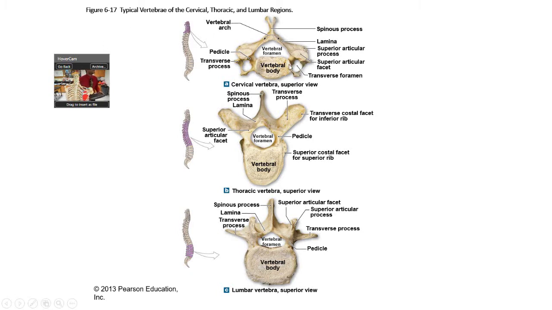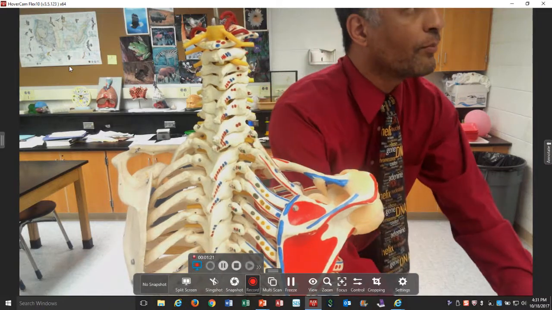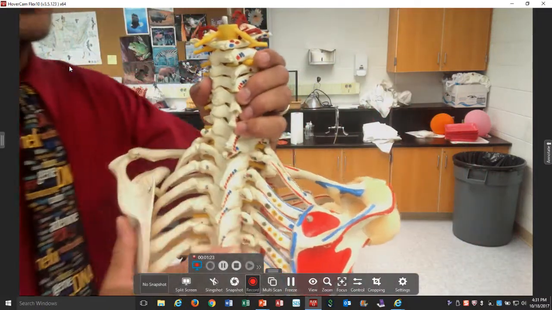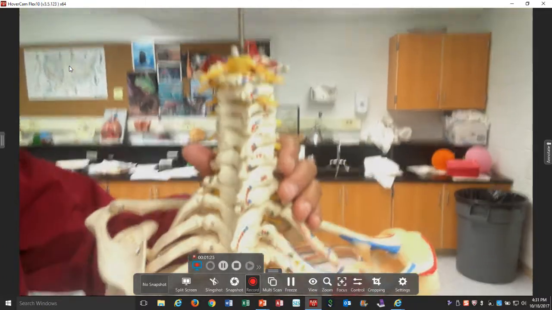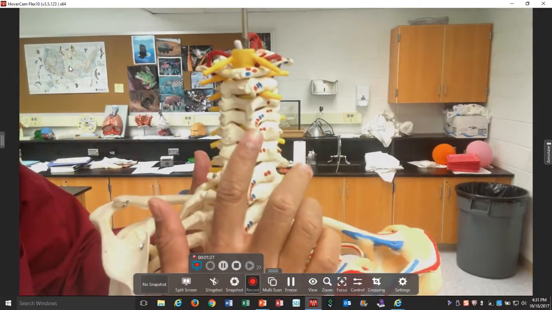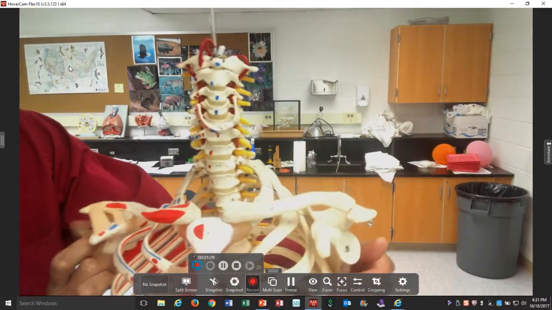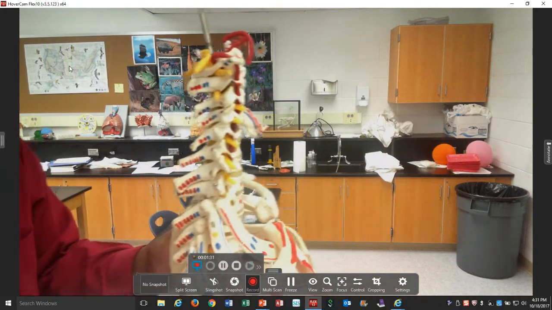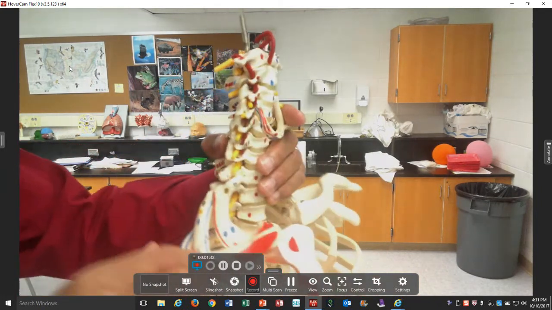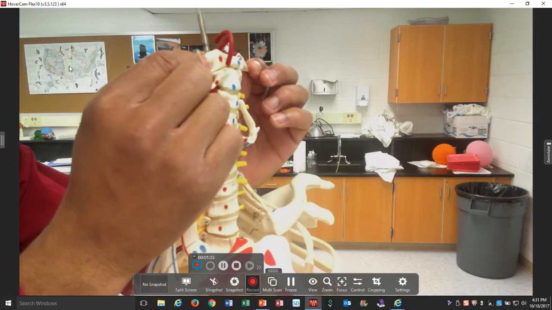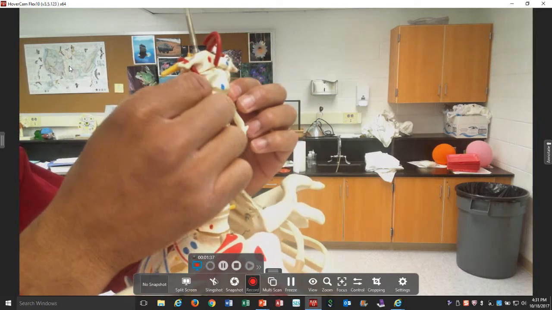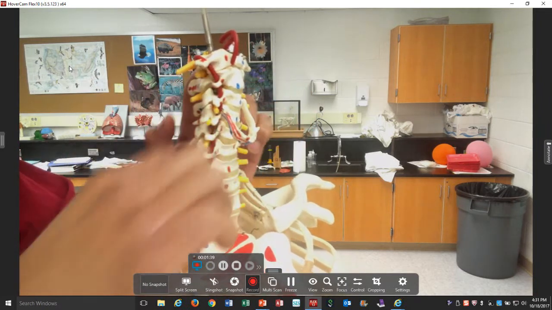Now, the cervical have an opening in the transverse foramen, and let's go back to the camera and take a quick look. Now, this is a posterior view, anterior. If you look here, you'll see, let's turn it here. This is the atlas, the very first one. The axis is the second one, C1 through C7.